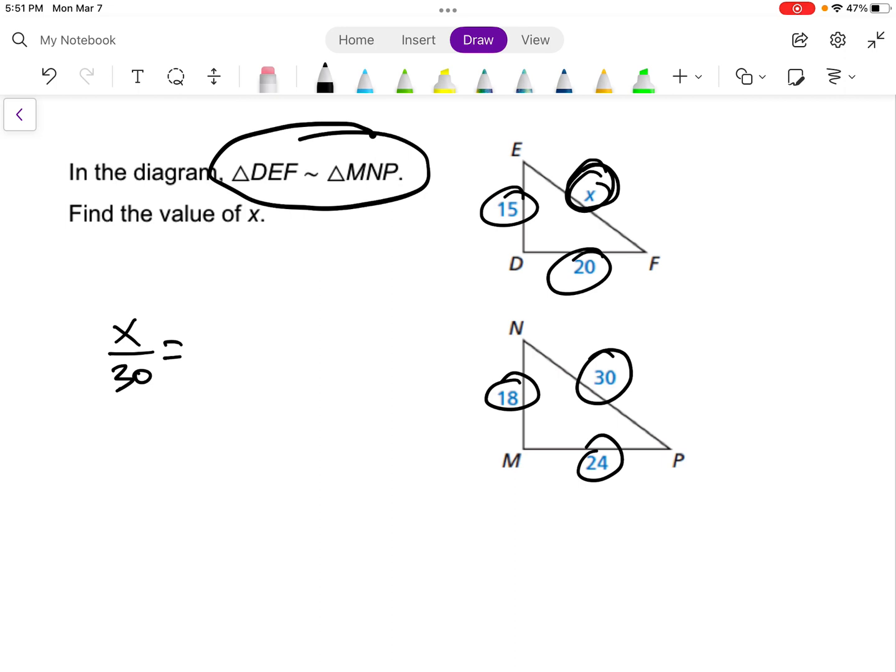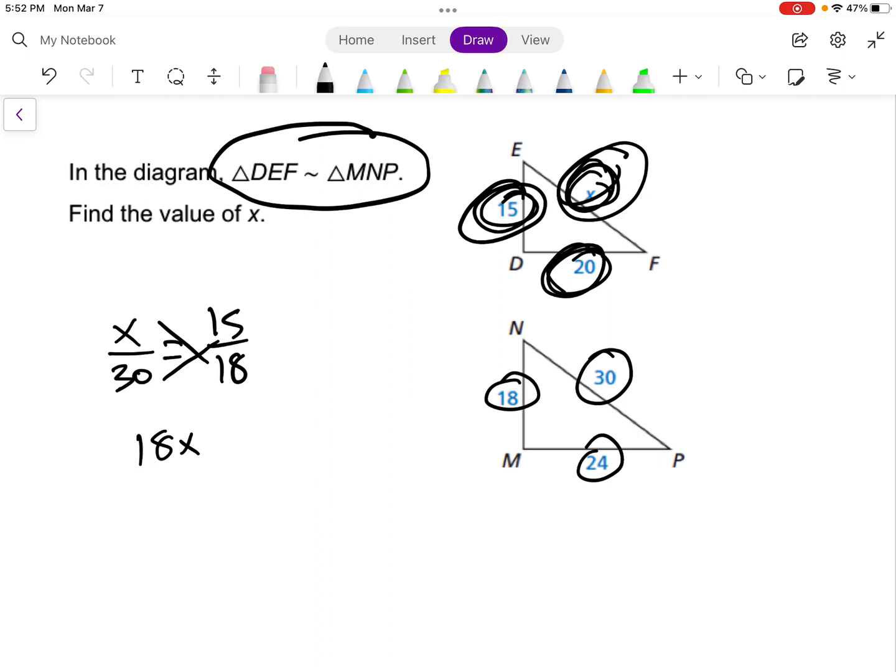What I have to make sure of, if I put X up on top, is that the 15 has to be on top or the 20 has to be on top. So I'm just going to pick 15 over 18. So I can just set up that proportion. Because I know that they're similar, I know their sides are proportional. And now it's just a matter of solving this. You guys have solved stuff like this before. It may have been a while, but the easiest way to do it is just to cross multiply. So I'm going to go X times 18, 18X equals 30 times 15, which is, what, 450, I believe.